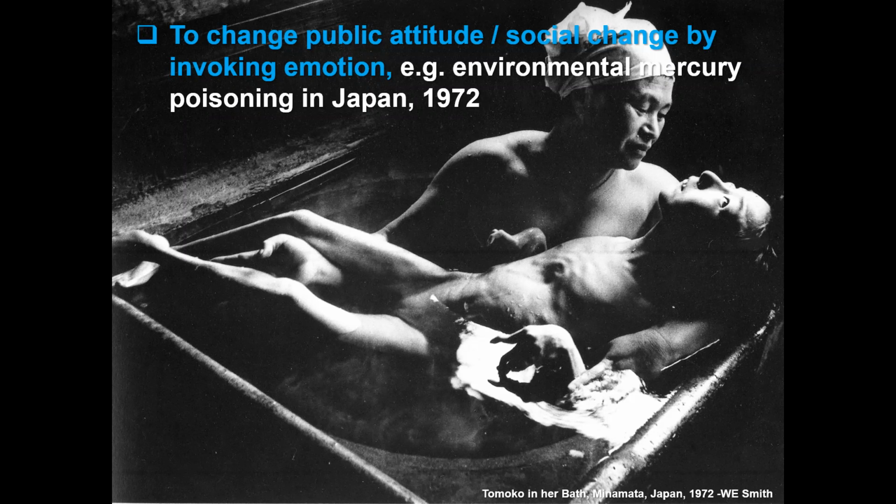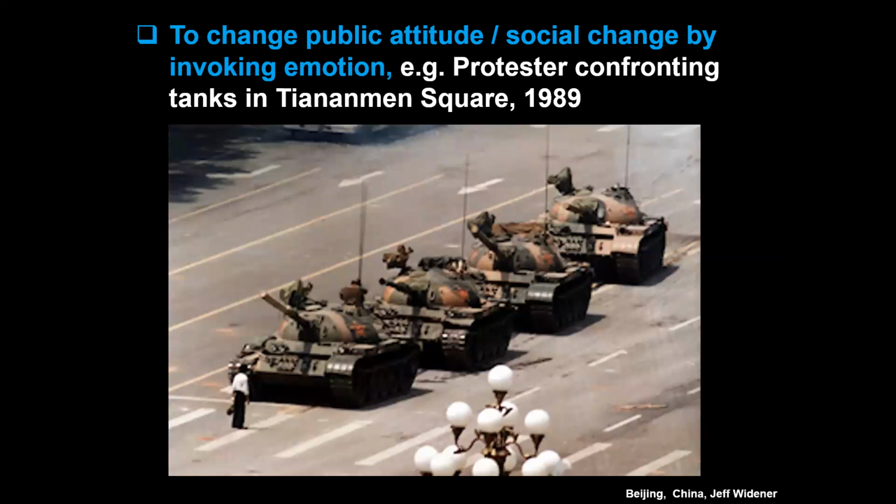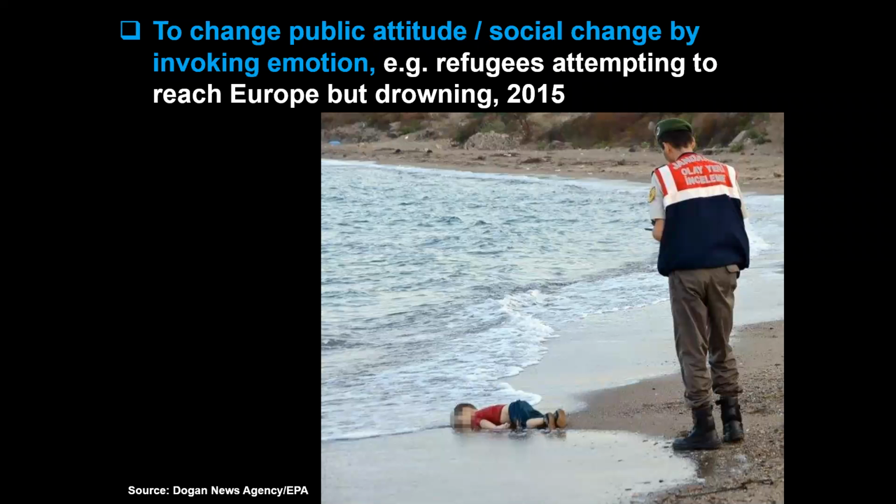So another example of changing social norms was environmental mercury in Japan in 1972. This woman is bathing her severely deformed daughter who is suffering from mercury poisoning. Here's a man in China, a shopper who stopped some tanks in Tiananmen Square in 1989. Here's a case in 2015 talking about the plight of refugees coming into Europe, and a lot of them drowning, including this young child.